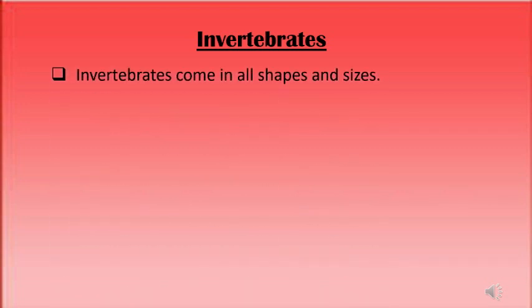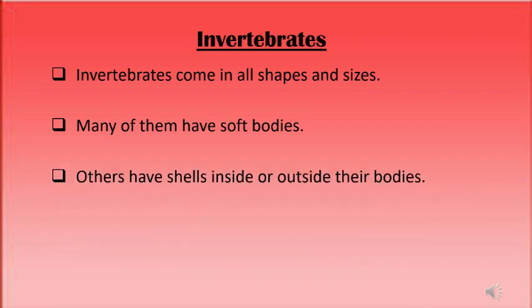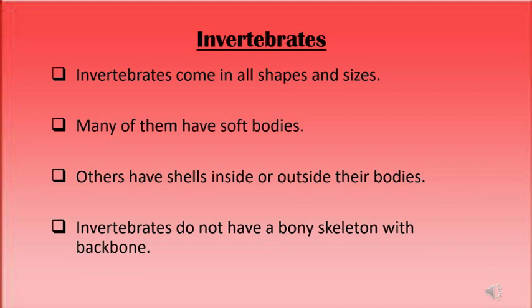Student, now let's see what are invertebrates. Invertebrates come in all shapes and sizes, and most of the invertebrates have soft bodies, and other invertebrates have shells inside or outside their bodies. Invertebrates do not have a bony skeleton with backbone. So the main difference between vertebrates and invertebrates is that vertebrates have backbone and invertebrates do not have backbones.